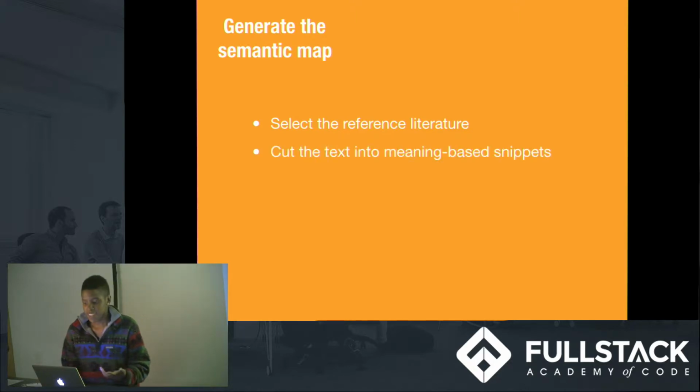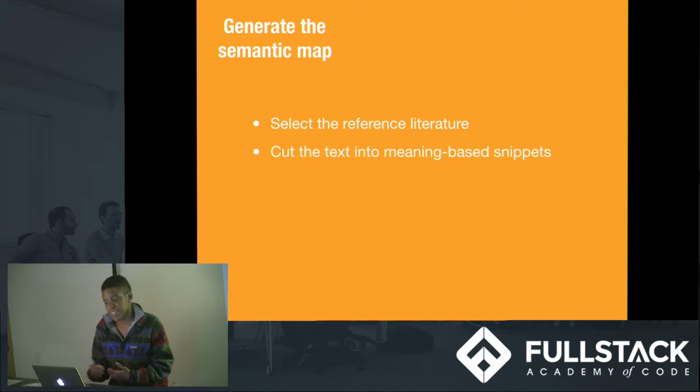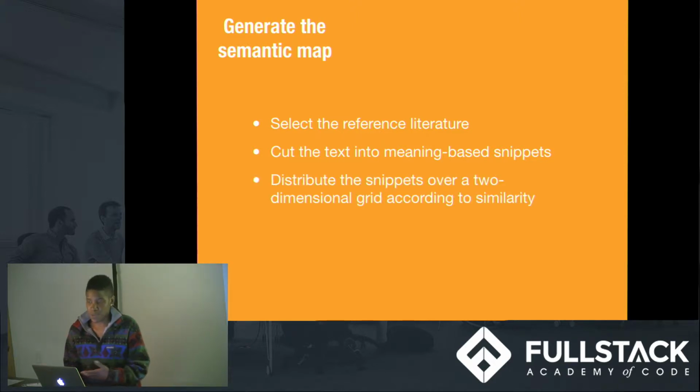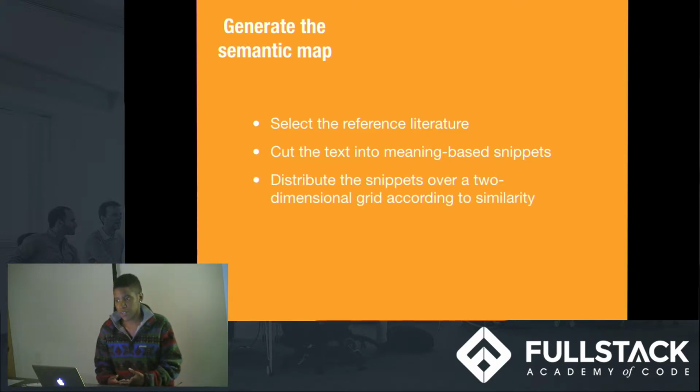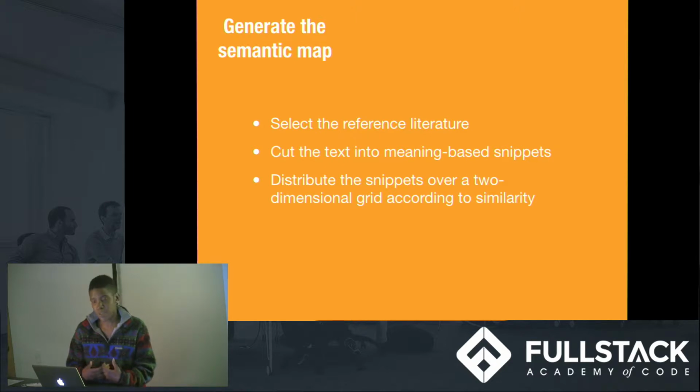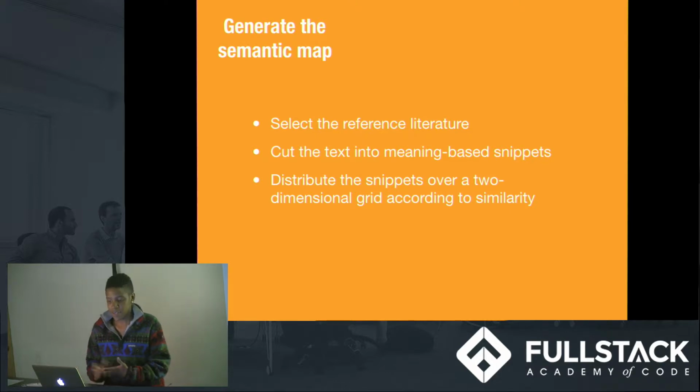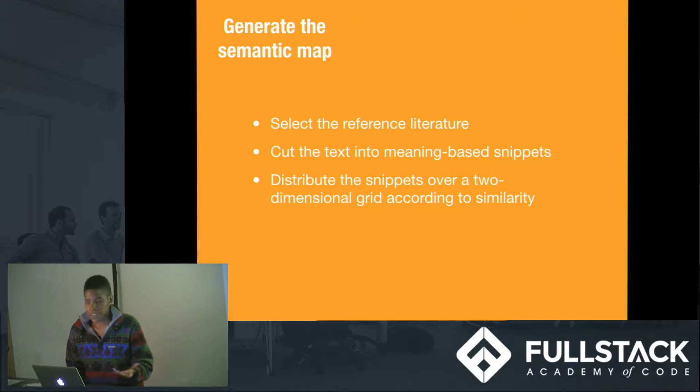And then the text is cut into little snippets, and the snippets are distributed over a two-dimensional grid where snippets that are very similar to each other are close by, and snippets that are very different from each other are very far away. And the similarity of two snippets is just determined by the number of words that they share. And so when this is finished, we have our entire semantic map.